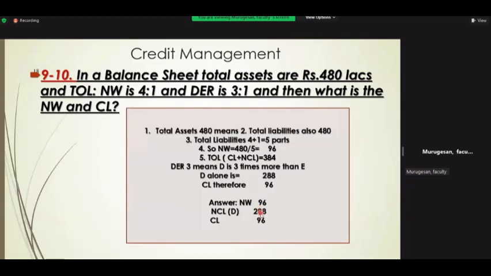NCL is 288. If you total, you'll get 480. 96, 288, 96. Okay, incidentally, sir, why are both the same? Based on the data. Okay, it is a coincidence.